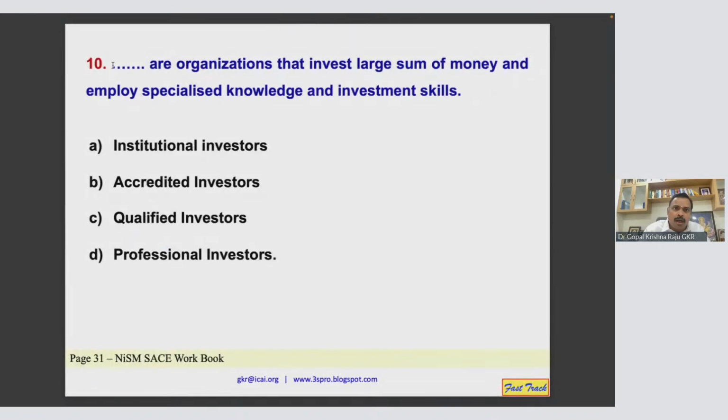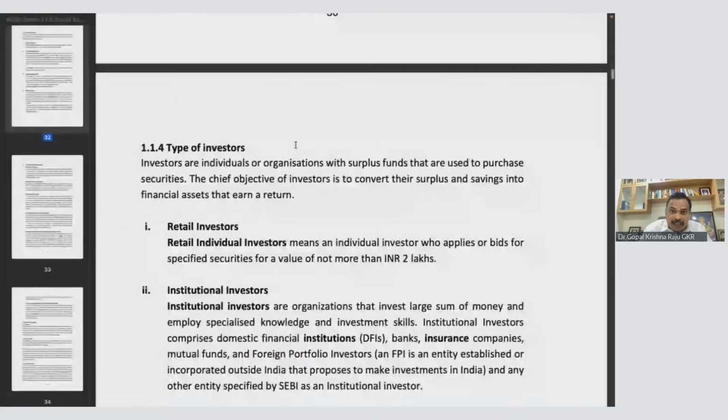Who are organizations that invest large sums of money and employ specialized knowledge and investment skills? Oh, they invest large money. So, are they accredited investors? Are they qualified investors? Are they professional investors? Are they institutional investors? Are they retail investors? Okay, now you need to understand because now you go to the capital market. Now, retail investors mean those who invest below 2 lakhs. So, of course, you don't have that criteria at all here.